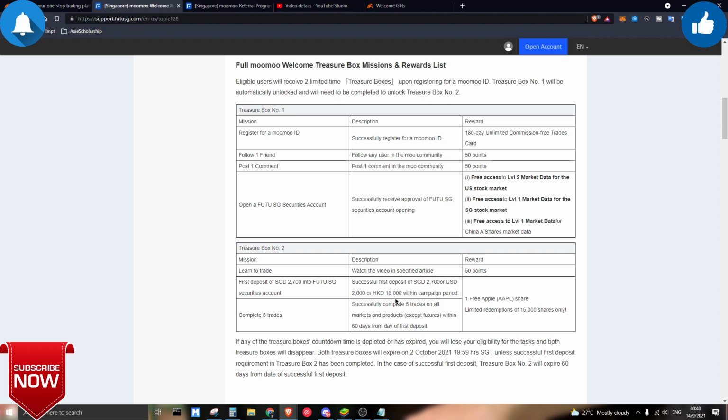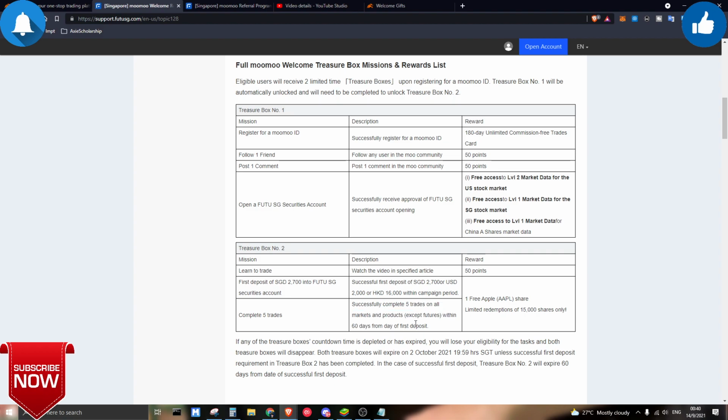Why is that so? Because you will need to deposit 2,700 Sing dollars, or let's say 2,000 US or Hong Kong 16,000, within the campaign period, which is 2nd of September all the way to 2nd of October. So during this period, if you deposit 2,700 Sing dollars and complete 5 trades on all the markets except futures within 60 days from the day of your first deposit.